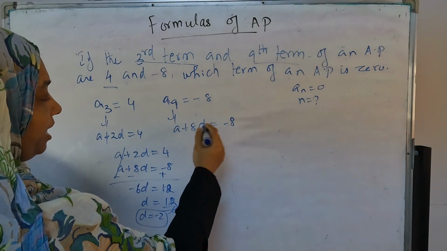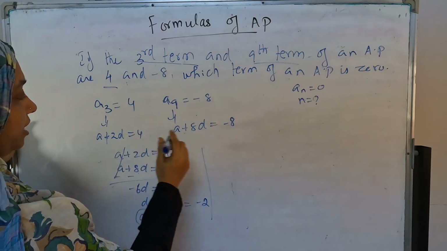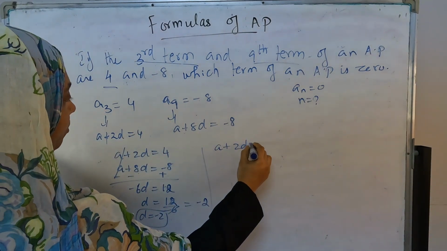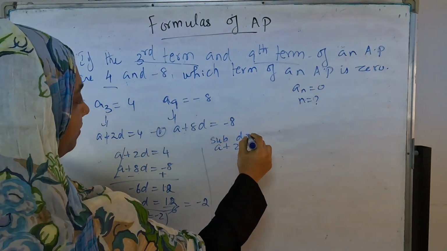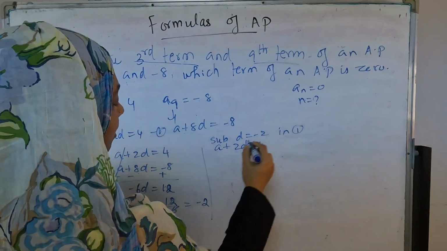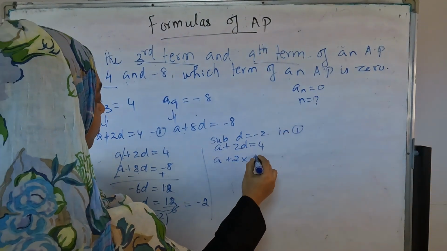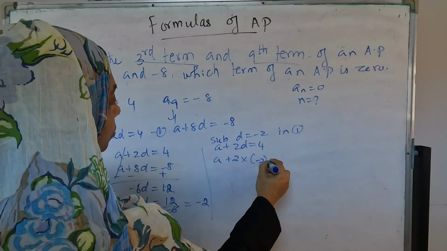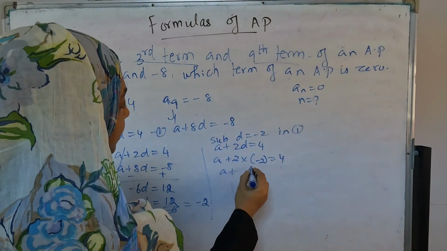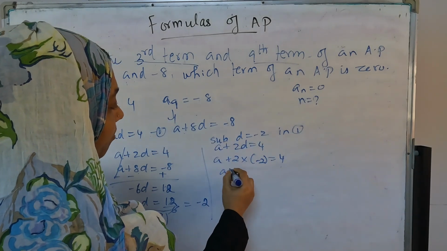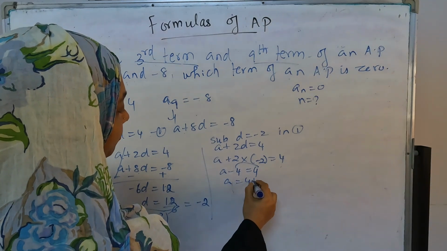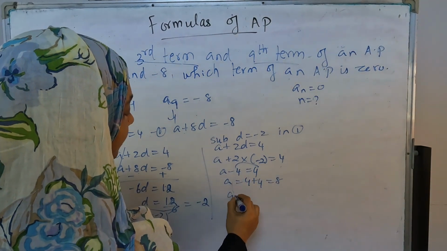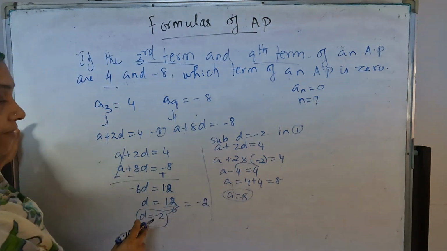Then substitute in any one of the equations. I am going to substitute in this equation, A plus 2D equal to 4. Substitute D as minus 2 in this. So A plus 2 into minus 2 equal to 4. So A plus minus 4 equal to 4. This 4 is coming here, that is 4 plus 4 is 8. A is 8. Now A and D we found.